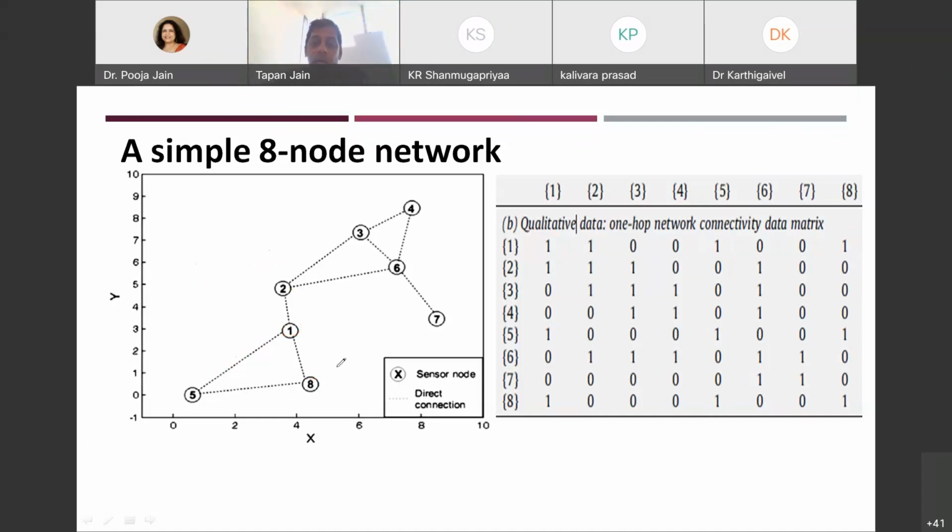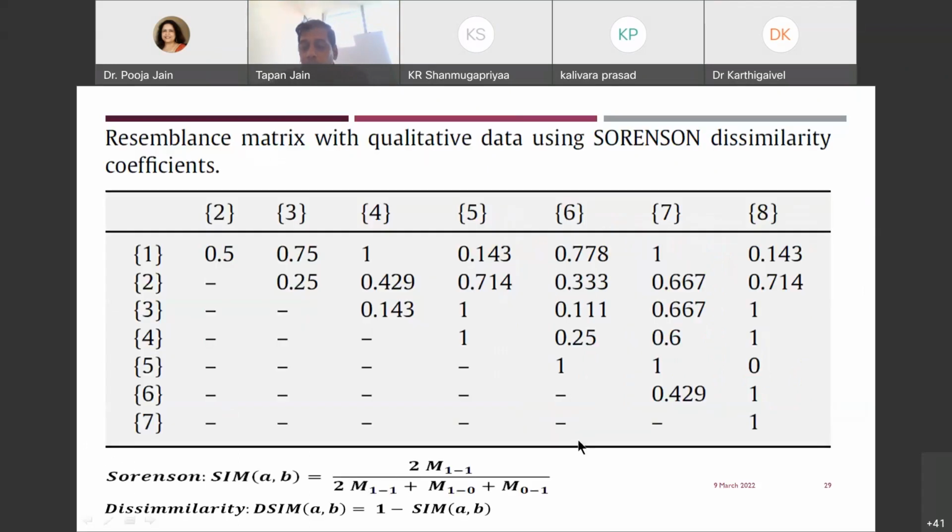Now similarity. How do we find out this similarity? We can use the Sorensen similarity. There are a lot of similarity coefficients, but if you look at that, the formula of Sorensen is 2m11 plus... 2m11 means direct connection. So it is weighted to give weight to the direct connections. And 0, 0 means there is no connection at all.